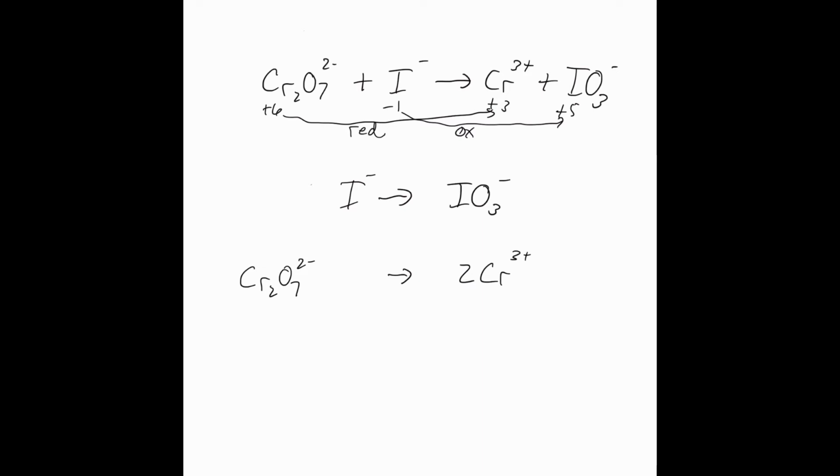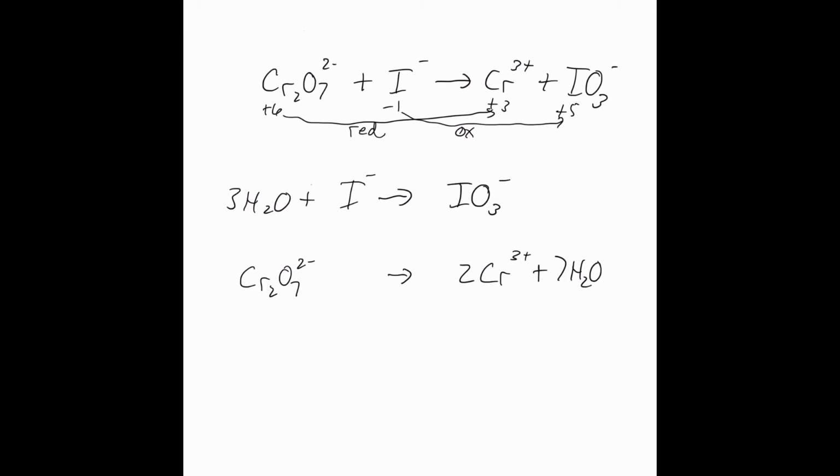Now we need to balance both sides for oxygen. If we look at the top half reaction, we've got 3 oxygens here. We have none over there, so we're going to add 3 waters to this. That way we have 3 oxygens here, 3 oxygens there, and that's good. Then we have 7 on this side, none on this side, so we'll add 7 waters on that side.